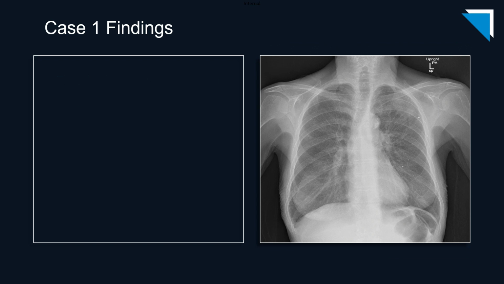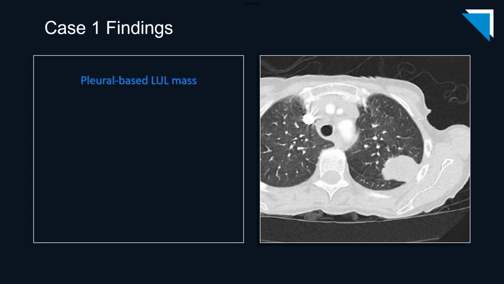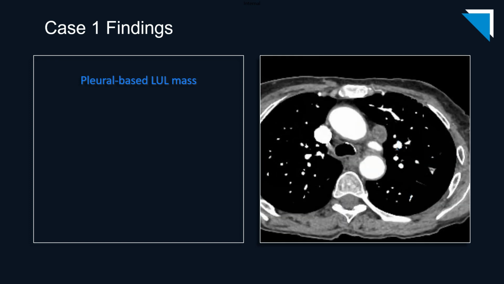Returning to our plain radiograph to review the findings. There is a faint pleural-based opacity in the left upper lobe, which is clearly visible on the CT scan where there is some associated wispy spiculation. A bit more inferiorly with the soft tissue windows on, we can see an enlarged lymph node in the aorticopulmonary window.